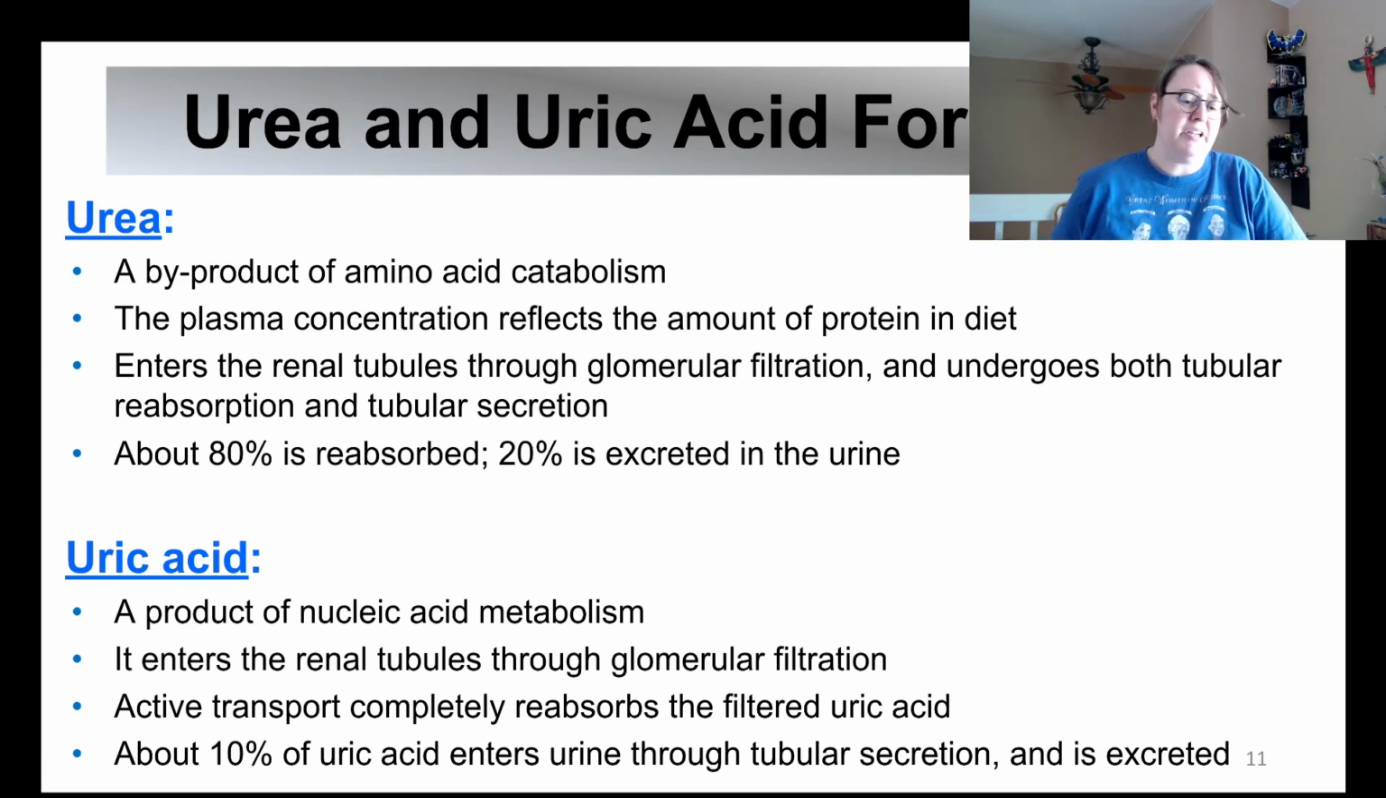So uric acid is a product of nucleic acid metabolism. This is basically taking the nucleic acids and breaking them down so that we can put them back together in our own cells when our cells replicate. It enters the renal tubules through glomerular filtration. Active transport completely reabsorbs the filtered uric acid, and about 10% of the uric acid enters the urine through tubular secretion and is then excreted. Now, these might be test questions right here. Wink, wink, nudge, nudge, you know what I mean?